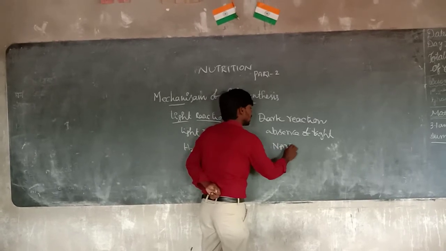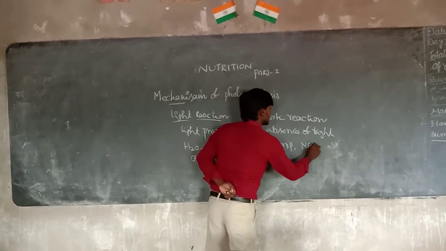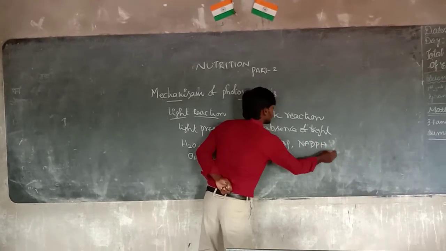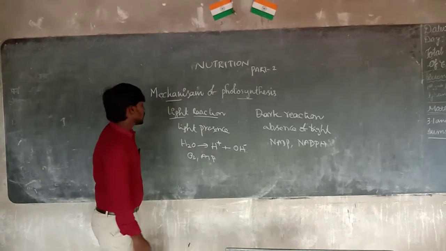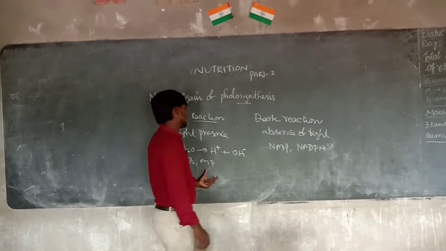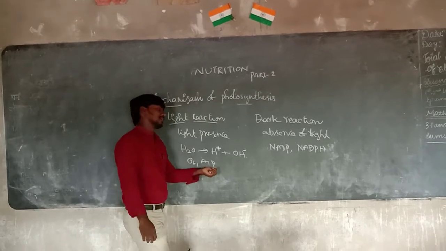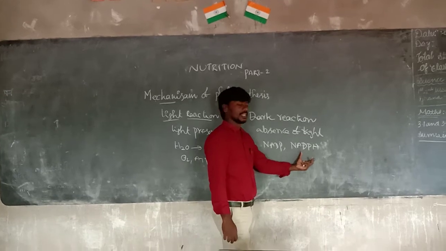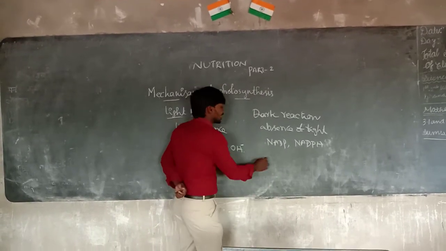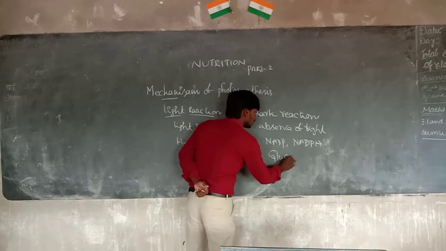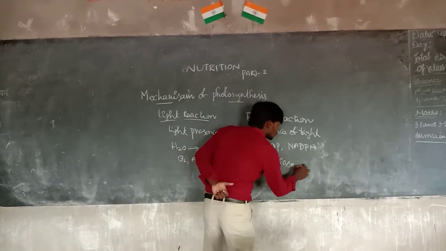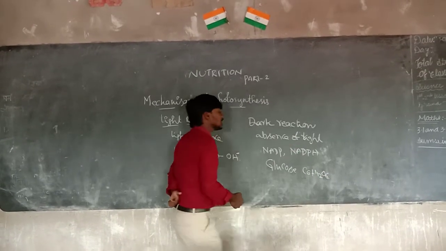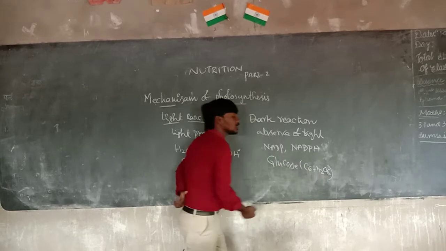NADP and NADPH. Okay, so the end products of the light reaction are oxygen and ATP. ATP means adenosine triphosphate. And the dark reaction uses NADP and NADPH. So in the dark reaction, the end product is glucose. How do you know the formula of glucose? C6H12O6. That is the end product of the dark reaction.